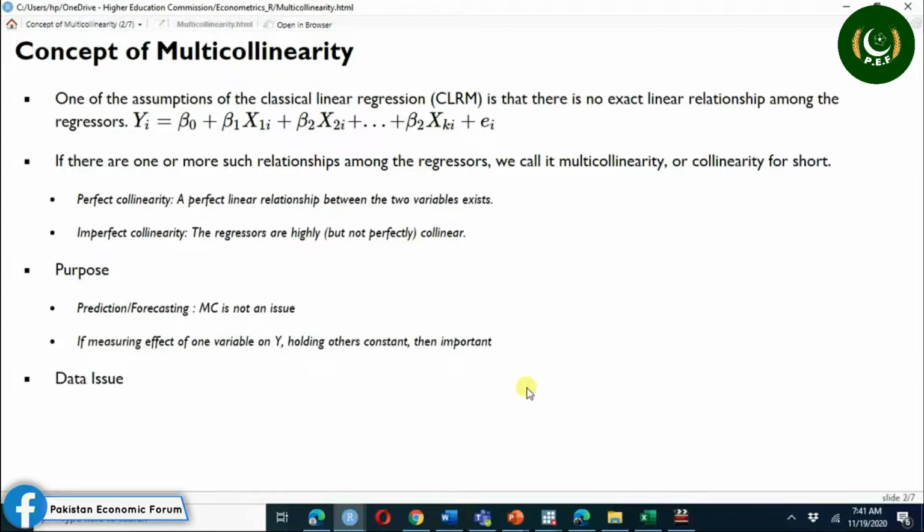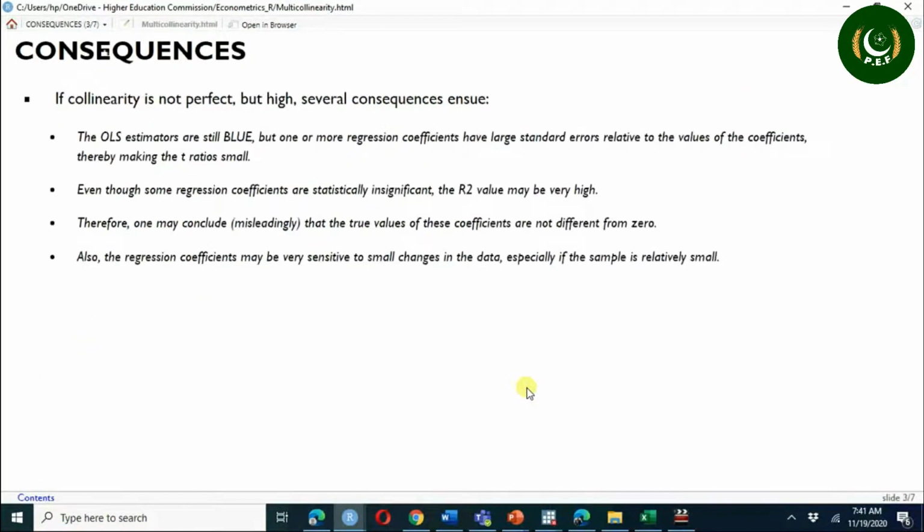Third thing, multicollinearity is a data problem. It's basically some issues: you measure a variable wrongly, you have more dummy variables than desired, or some calculation issue, that you have included percentages of a variable and at the same time fractions of that variable. So all this leads to perfect multicollinearity and other issues.